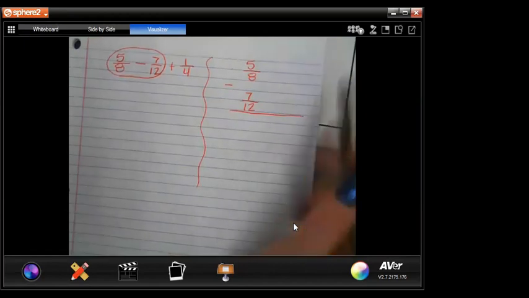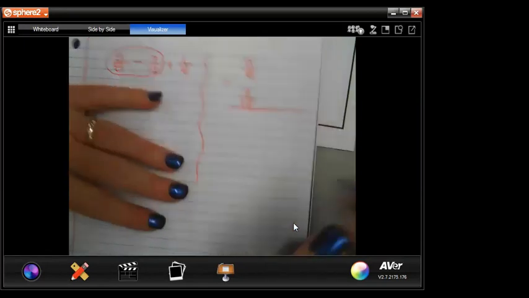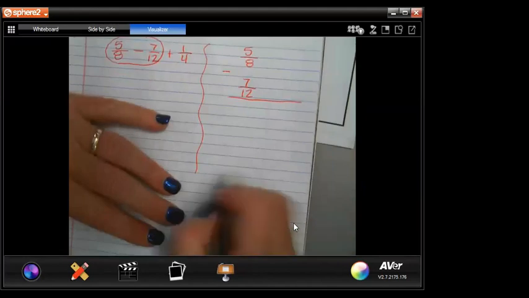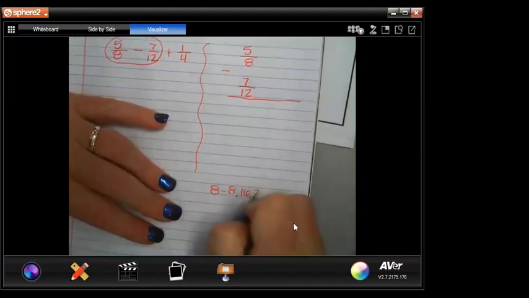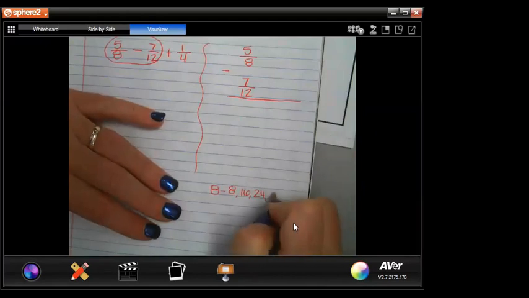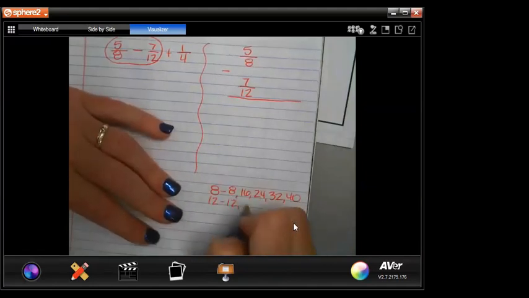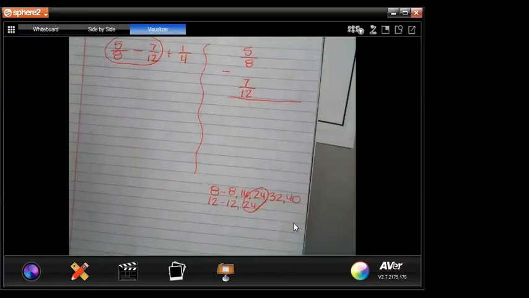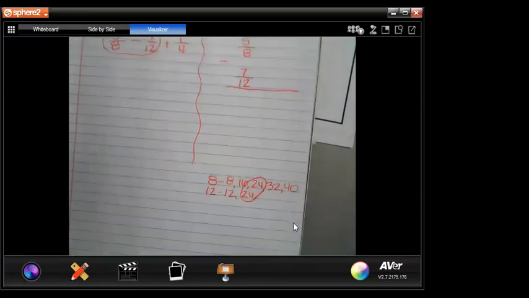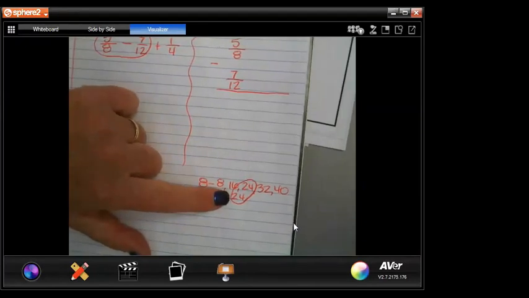So now, first thing, like we talked about, you have to have a common denominator. So you need to find the least common multiple of 12 and 8. So we'll start with 8s. So 8, 16, 24, 32, 40, and I'm going to stop. 12 is 12. 12 times 2 is 24. I found a winner, winner, winner, chicken dinner. So 24 is my least common multiple.